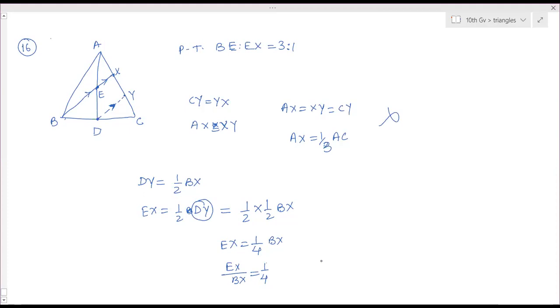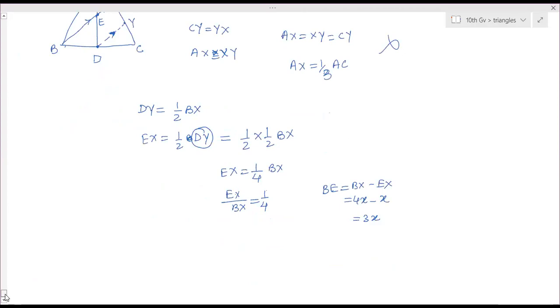BE is BX minus EX. BE is equal to BX minus EX. BX is 4x and EX is x. That is equal to 3x. So EX is equal to 1x and BX is equal to 4x. You always try to use the ratio in this form, then everything will be much easier. So BE by EX is equal to 3x by x, that is, the ratio is 3:1. Done.